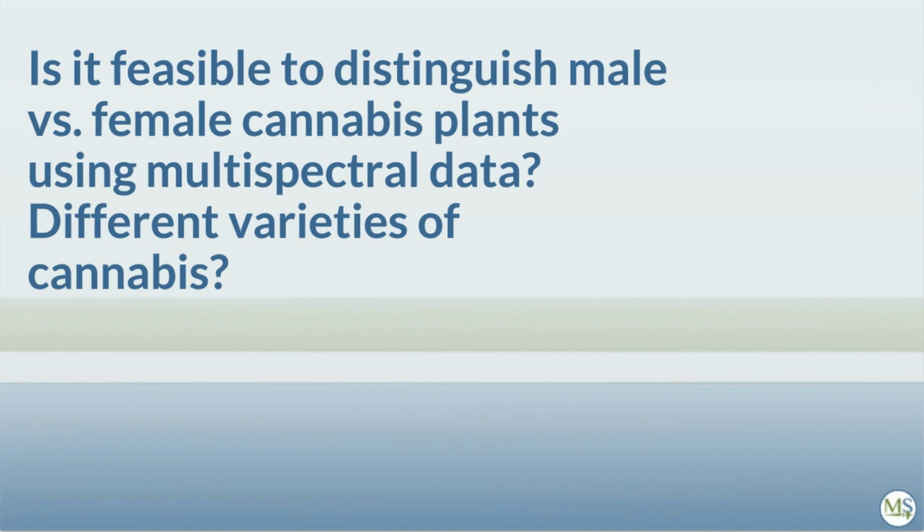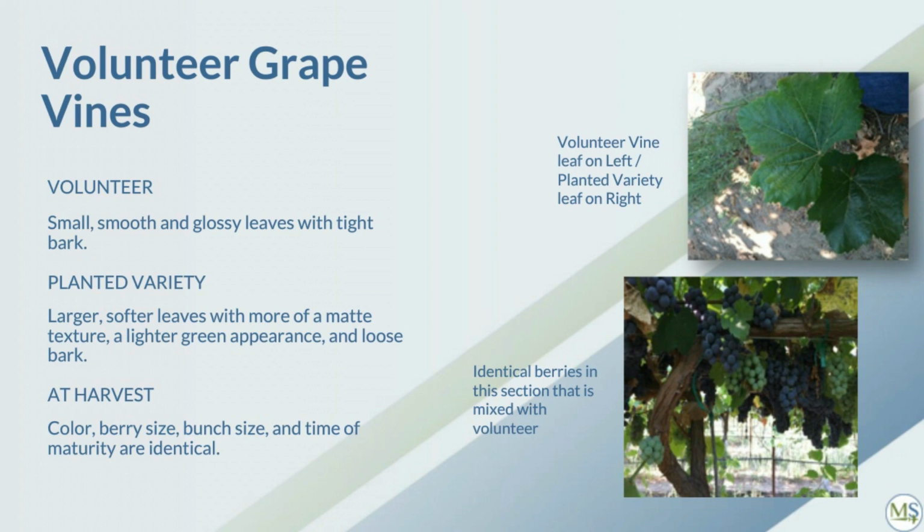So first, let's start with a case study that's not cannabis. So this is volunteer grapevines. And let me give you a little bit of backstory on this case study. I'm by no means an expert in growing grapes, but my understanding is that typically a vineyard is going to have a rootstock, and then the vineyard manager is going to graft a specific variety onto that rootstock to produce the grapes. So that's the process that happens to get to grape production.